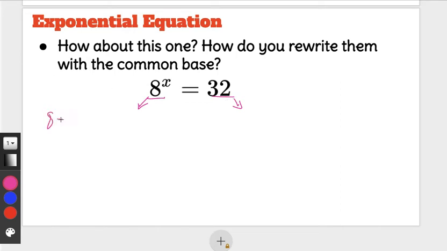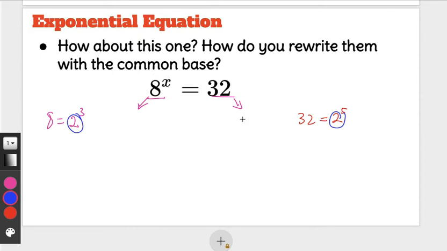Let's see, I know 8 is 2 to the third power because 2 times 2 times 2 is 8. And I know, let's try a different color, 32 is 2 to the, some students might be a little bit confused about this part, but try to just do some mental math. You will figure out 2 to the fifth power is 32. See? Now I have the same base. See, that's the bridge I'm talking about. This is how I connect these two numbers.